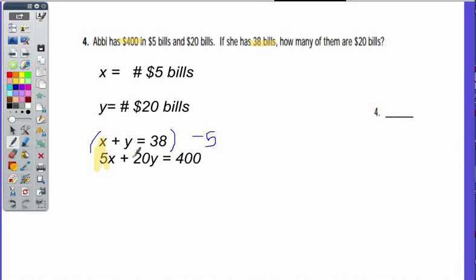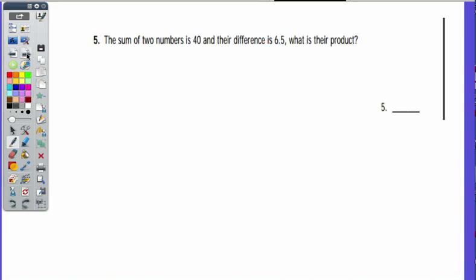Okay. I'm going to let you finish out the problem. So you should know how to do this part of the math. 5. The sum of two numbers is 40 and their difference is 6.5. What is their product? This answer we're going to do later. This is going to be the last thing we worry about. So that's not going to be part of the word problem.